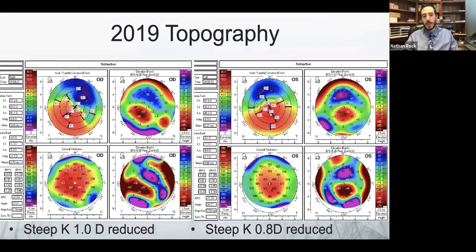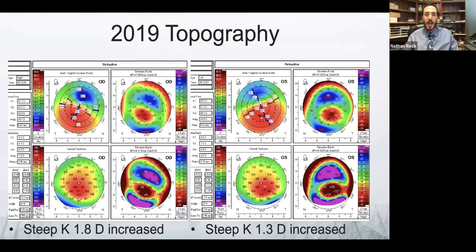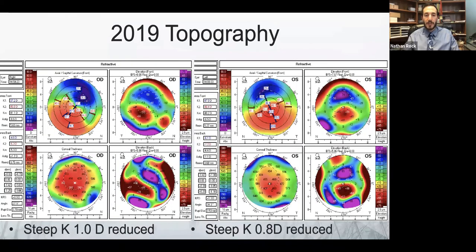The cone is a little bit smaller, and the steepness is reduced. The steep K is reduced by 1 diopter in the right eye, and about 1 diopter in the left eye here. So we can flip back. This was the map prior to surgery. This was the map after surgery.